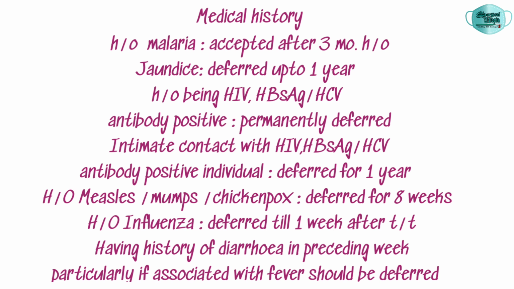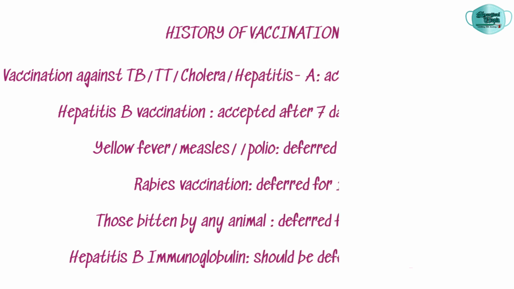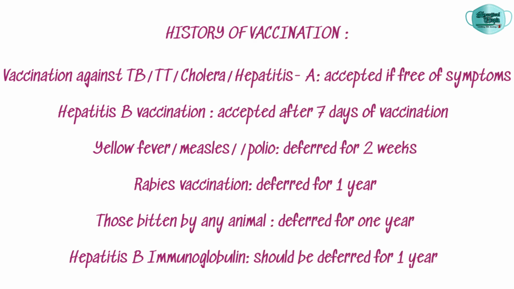Donors with history of measles, mumps, chickenpox are deferred for 8 weeks, and donors with history of influenza are deferred till 1 week after treatment. Coming to the history of vaccination, for vaccination against TB, TT and cholera and hepatitis, the donor is accepted if he or she is symptom free.